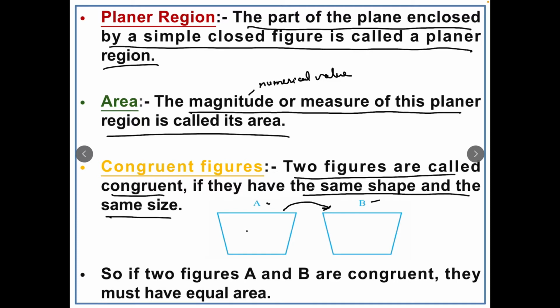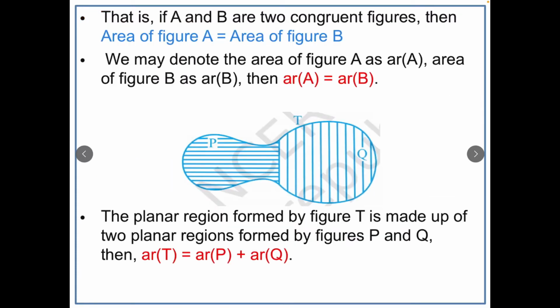If two figures A and B are congruent, they must have equal area also. Since these two figures are congruent, their shape and size are exactly equal, so the area enclosed by each has to be equal. That is, if A and B are two congruent figures, then the area of figure A has to be equal to the area of figure B.